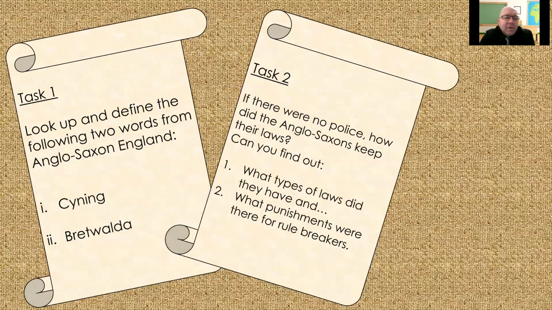There are two tasks for today. You can pause the video at any point at this time, just so you can take a little note. So the first one, look up those two words. In Anglo-Saxon times, what was a sinning and what was a Bretwalda? And then task 2, I'd like you to describe to me the sorts of laws that the Anglo-Saxons had and what punishments there were for people who broke those rules and broke those laws.